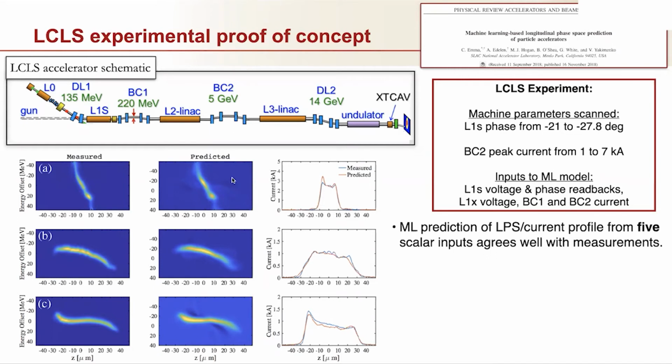These are not the kinds of phase spaces you would expect just from the shot-to-shot jitter of the LINAC. We deliberately scanned these parameters over a wide range to see if we could predict very different longitudinal phase space profiles. And the inputs to the machine learning model in this case are only 5 numbers. It's the phase and amplitude readbacks of the L1S accelerating section, the X-band linearizer, and the BC1 and BC2 non-destructive current readings. And the conclusion from this part of the study is that indeed in simulation and in experiment, we can get pretty good agreement between the machine learning model and what we can measure with the TCAP.